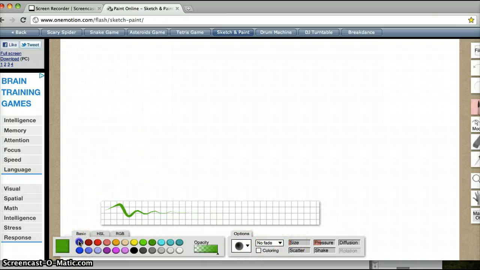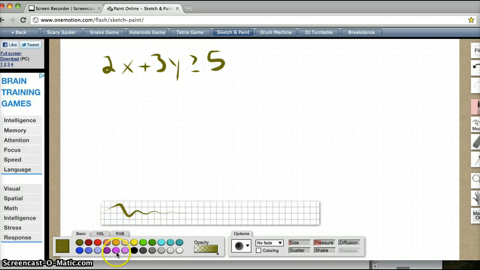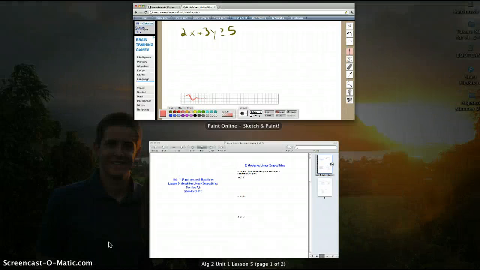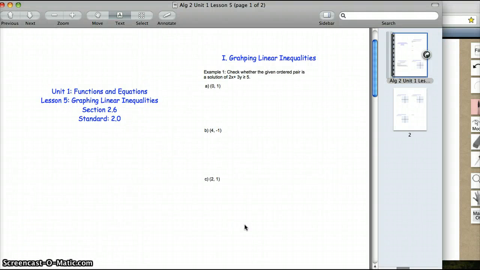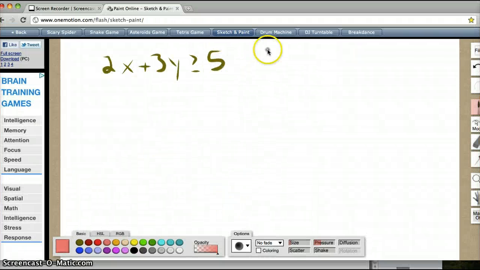So let's see. We've got 2x plus 3y is greater than or equal to 5. Okay, so the first thing that we're going to do is we've got this ordered pair, 0 and 1. So then we're going to go ahead and put this in.